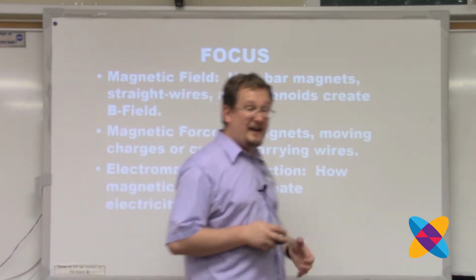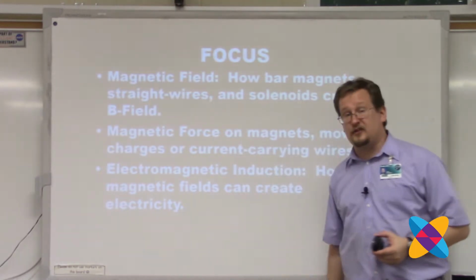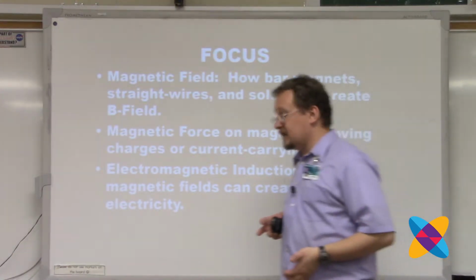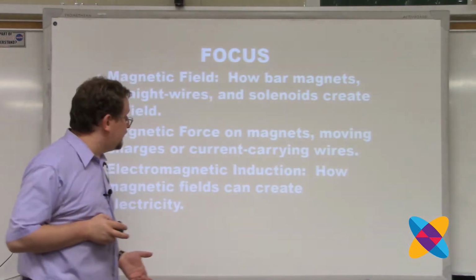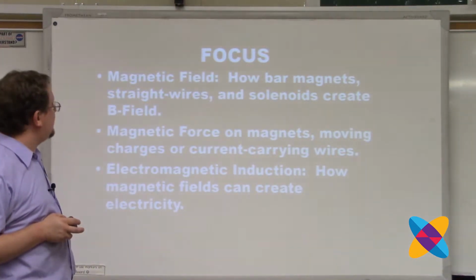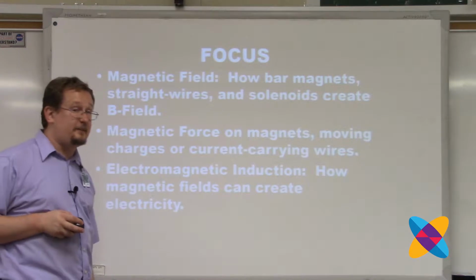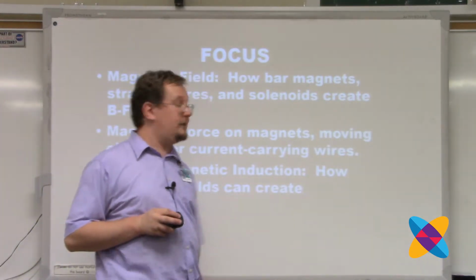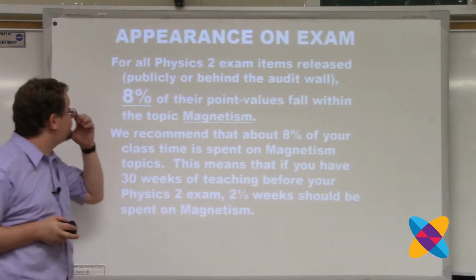So we create the magnetic field. Now the magnetic field's got to exert force on something. And then third of all, electromagnetic induction. How can magnetic fields be used to create electricity? If electricity creates magnetism, how does magnetism create electricity? That's about the scope of the magnetism in AP Physics 2.